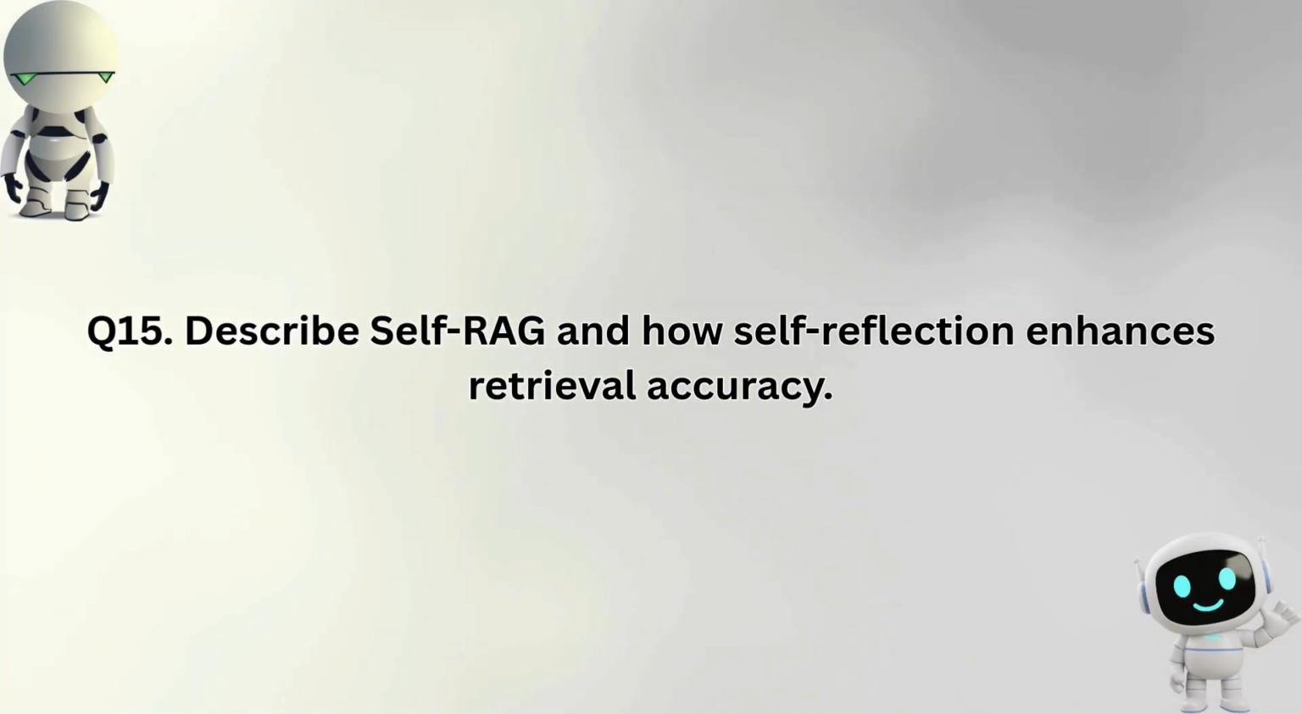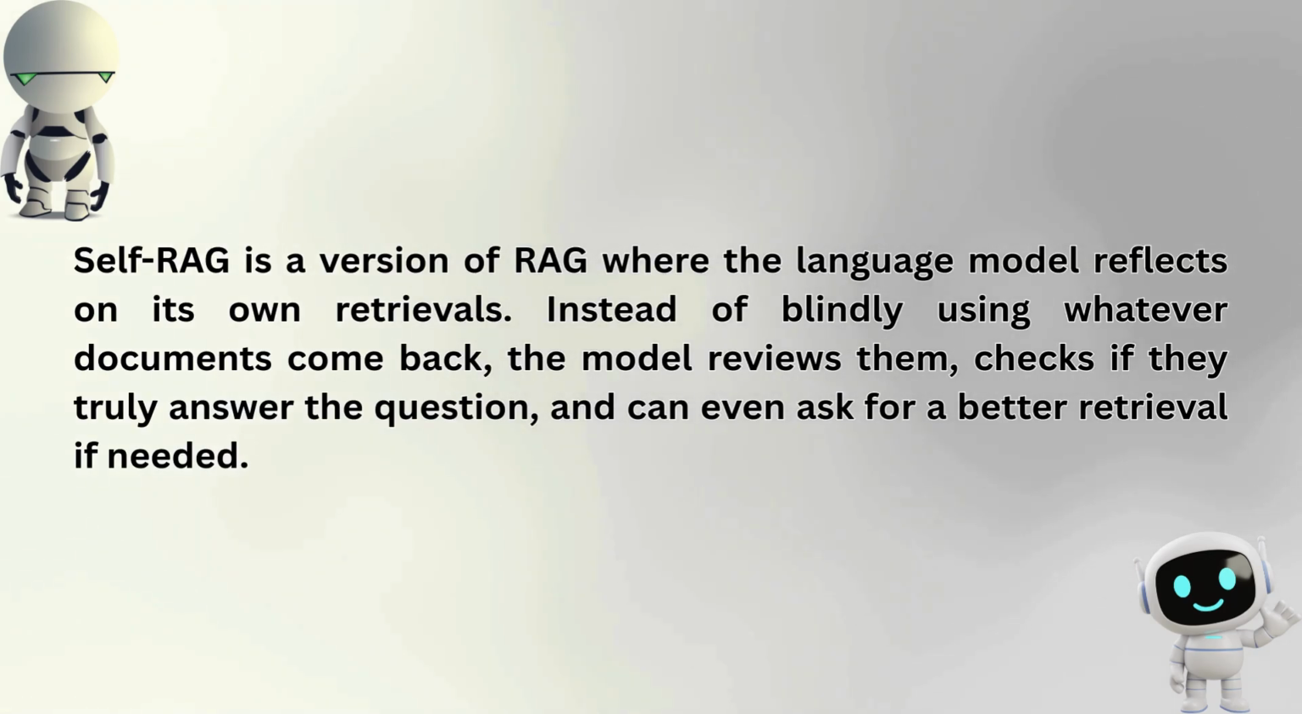Describe self-RAG and how self-reflection enhances retrieval accuracy. Self-RAG is a version of RAG where the language model reflects on its own retrievals. Instead of blindly using whatever documents come back, the model reviews them, checks if they truly answer the question, and can even ask for a better retrieval if needed.